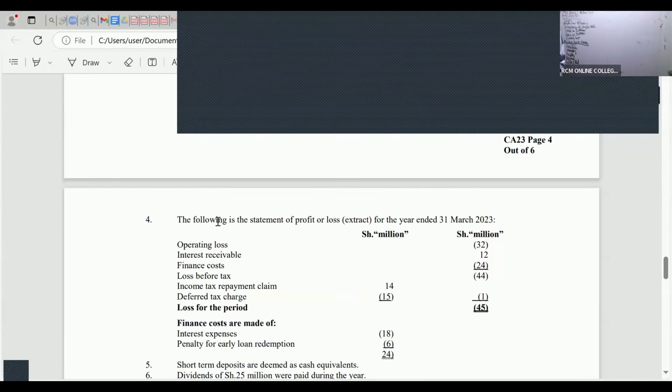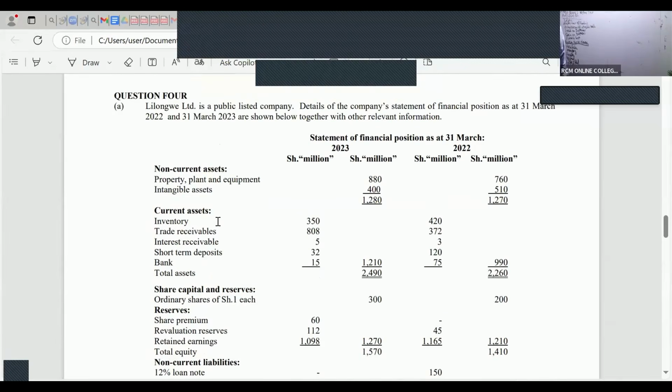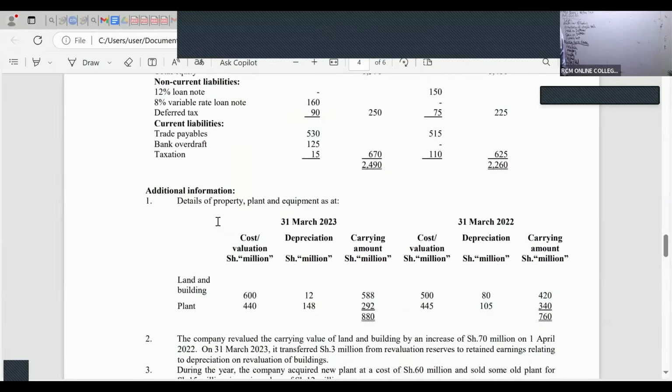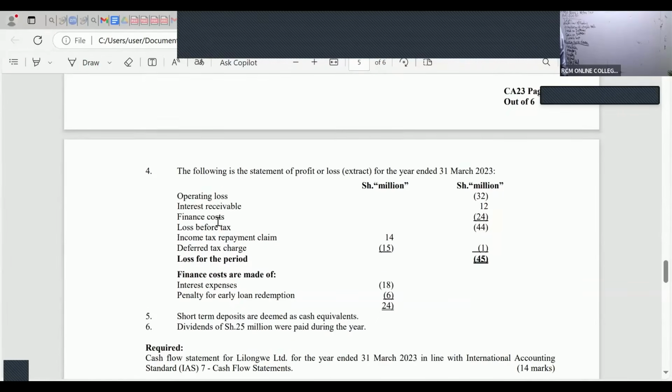Let's start in this case here with the profit or loss before tax, the PBT. But this time around, the examiner was very bright. He gave us an extracted income statement. Yes, note number 4. He has given us here the following statement of P or loss extract for the year ended 31st March 2023.